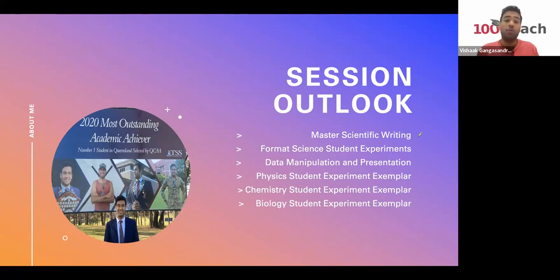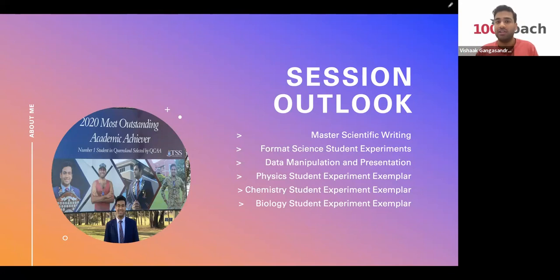If your teachers or the people marking your assignments think your assignment sounds smart, they'll think it's worth a really high mark. By making your assignments sound smarter, it makes it a lot easier for teachers and markers to give you marks. So that's the general overview for the first section, which is mastering scientific writing. The second section for today's masterclass is formatting the science student experiments. Across physics, chemistry, and biology, the whole structure of a science student experiment should be relatively similar.